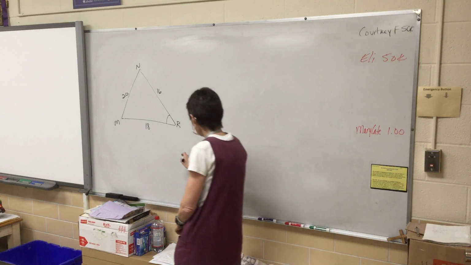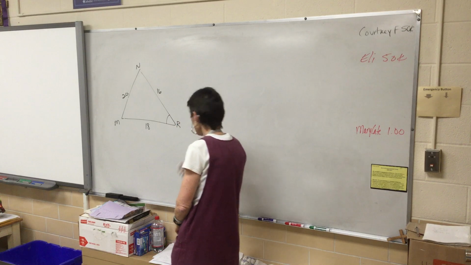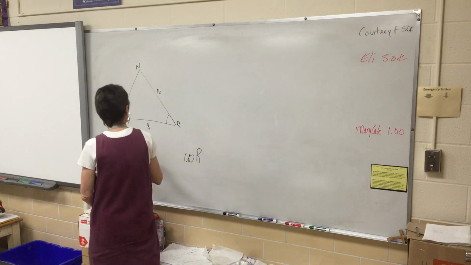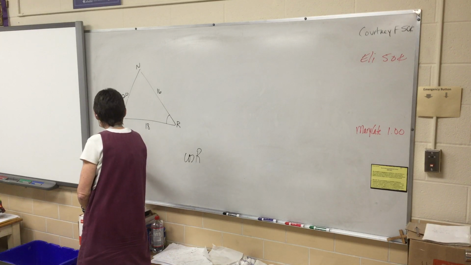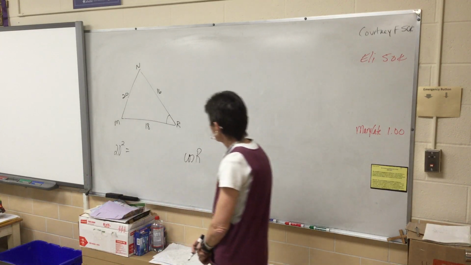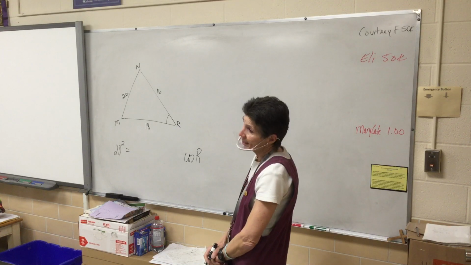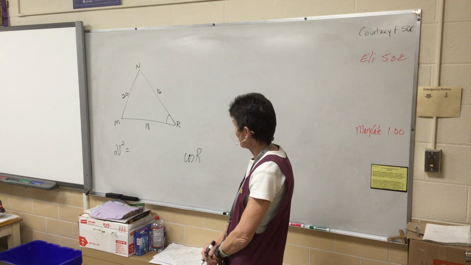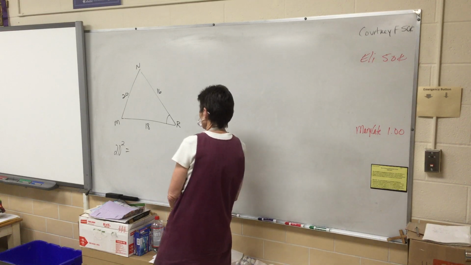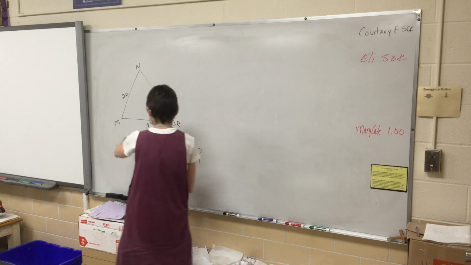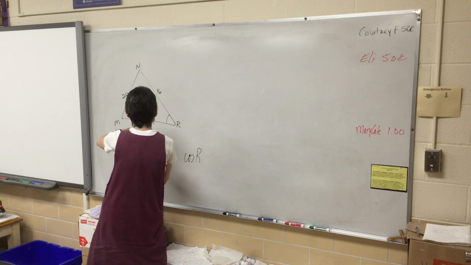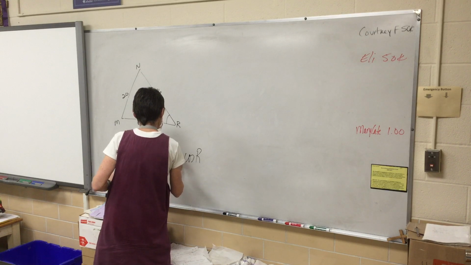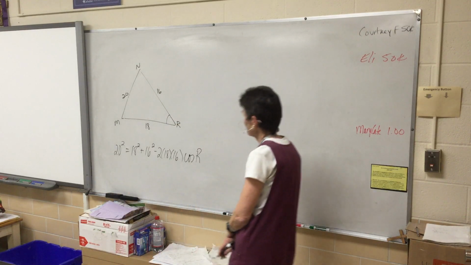You said we're going to find R, so out here on this end, it's going to say cosine R, and then on this end, it's going to say 20 squared. So cosine R on one end, 20 squared on the other end. What's going to be in the middle then? 18 squared plus 16 squared minus 2 times 18 times 16 times cosine R.